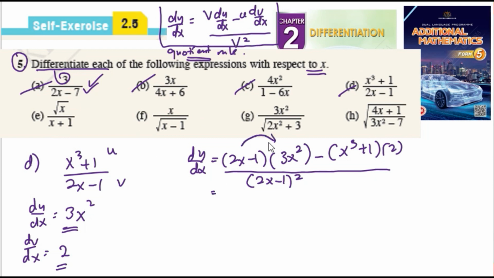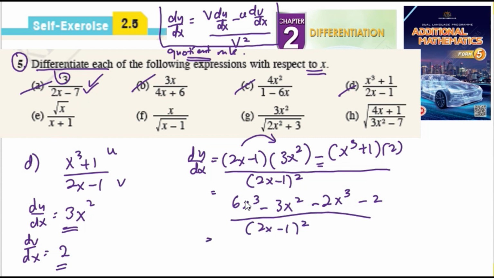So here we can expand. 2x times 3x squared, you get 6x cubed. Negative 1 times 3x squared, you get negative 3x squared. So here, you have negative x cubed times 2, you get negative 2x cubed. Negative 1 times 2, you get negative 2. So divided by 2x minus 1 squared. So 6x cubed minus 2x cubed, we get 4x cubed minus 3x squared minus 2 divided by 2x minus 1 squared.